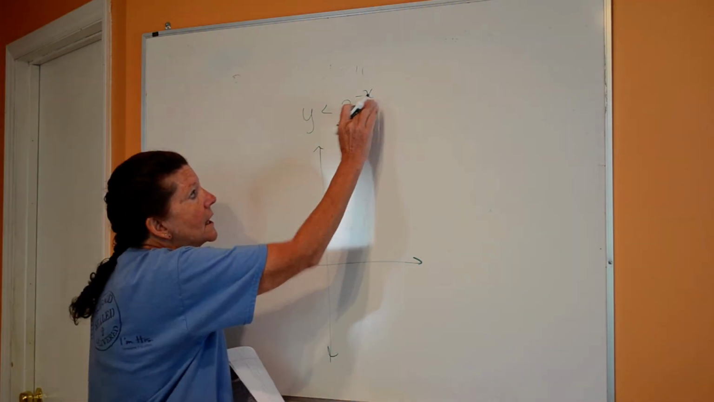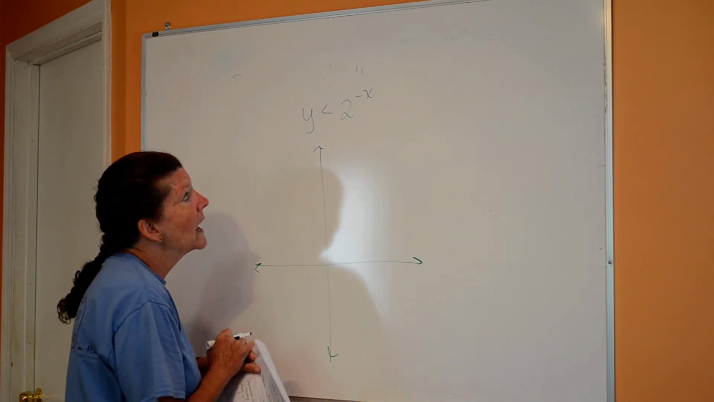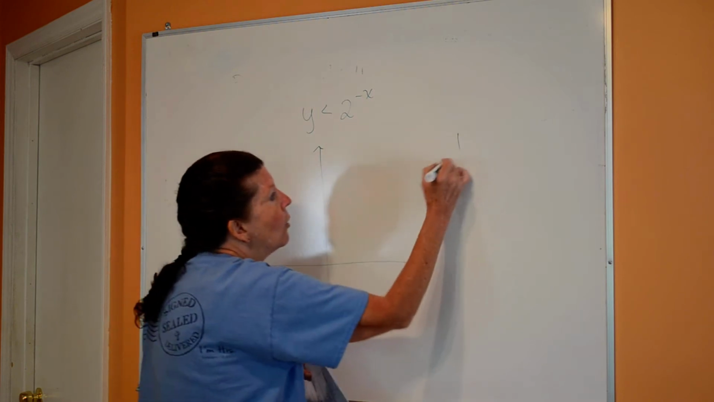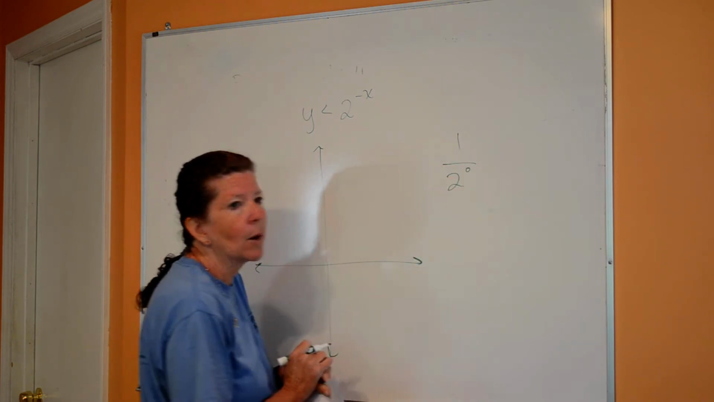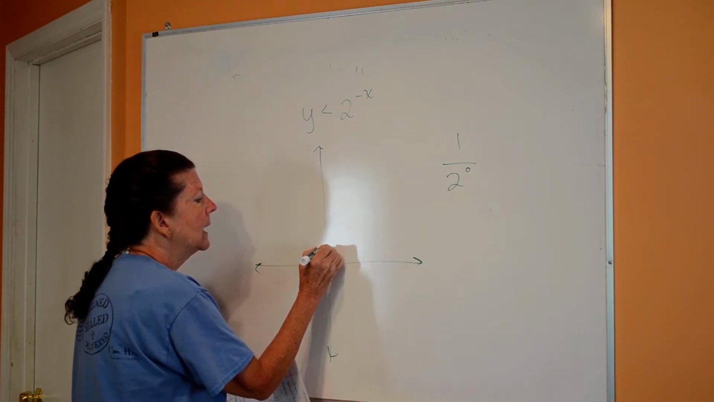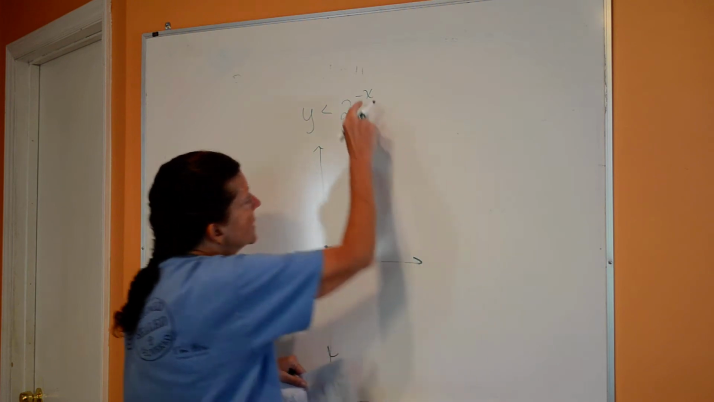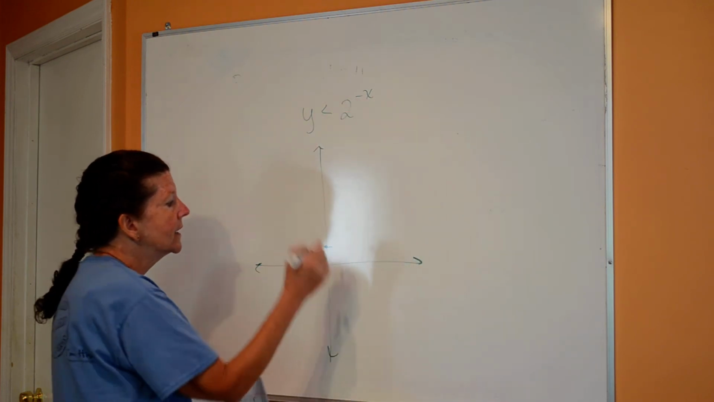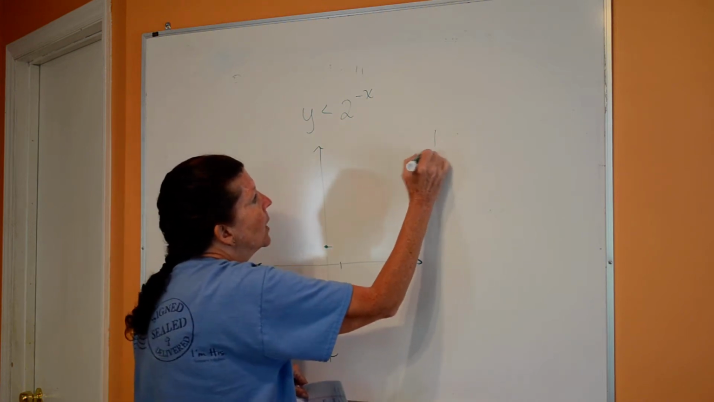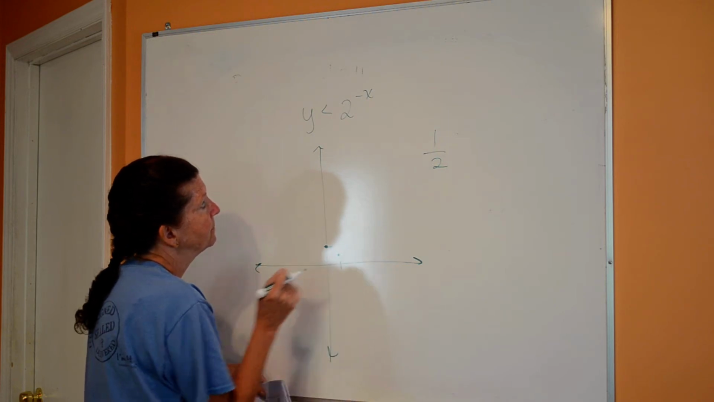So let's say I plug a 0 in for the y. If I have a 0 there for the y, I have 2 to the negative 0 power, or I would have 1 over 2 to the 0 power. Anything to the 0 power is 1, so that's going to be 1. All right, let's say I put a 1 there. That's going to give me 1 over 2, or 1/2, okay?